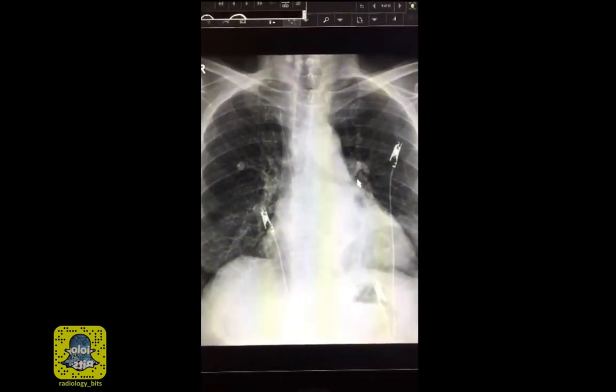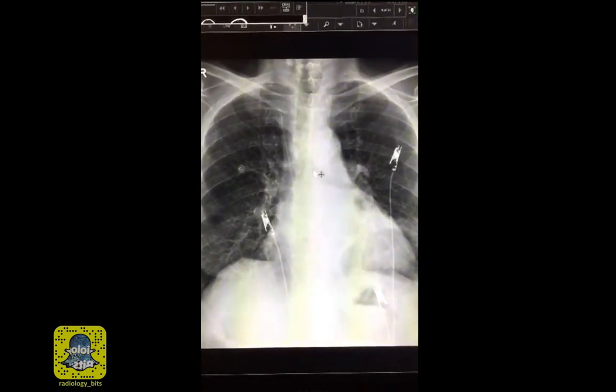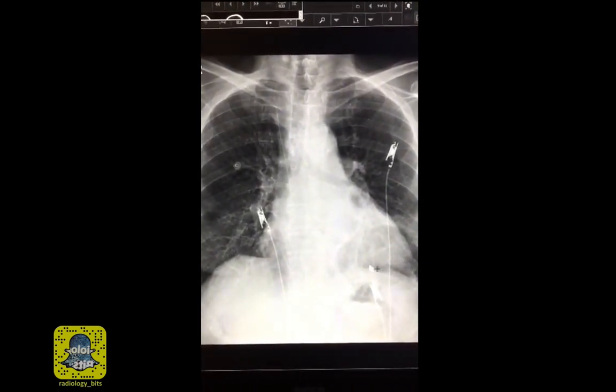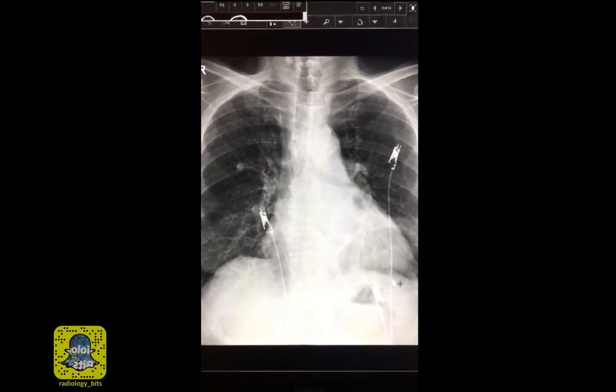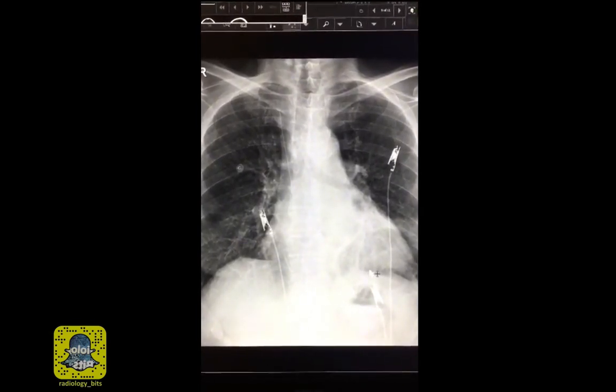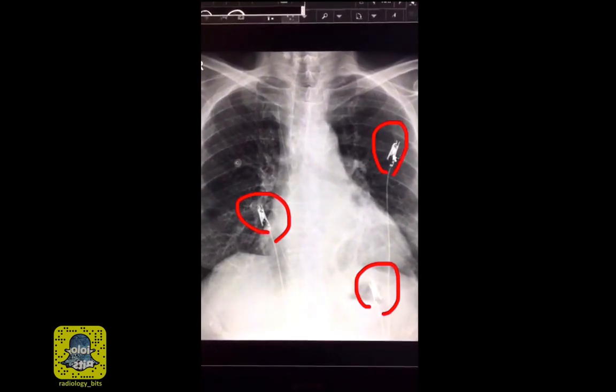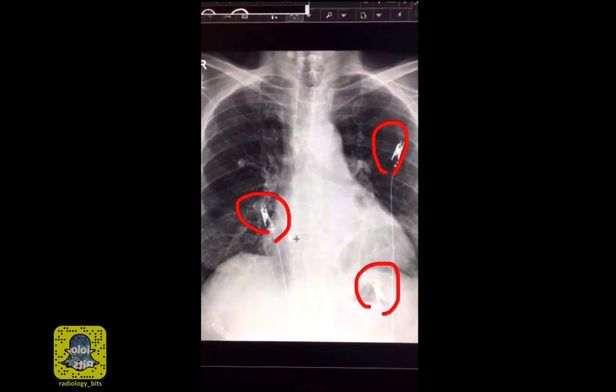This is a short-term chest X-ray follow-up after his discharge. The left lower lobe opacity has almost completely resolved. Notice how you could see the left hemidiaphragm in a better way here. The X-ray was taken with the ECG leads on.